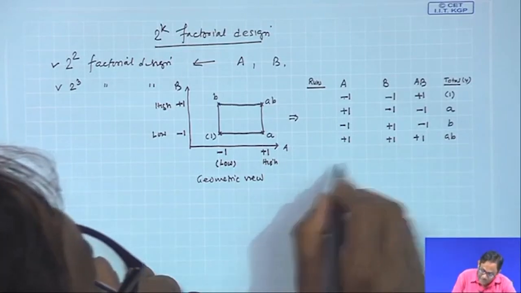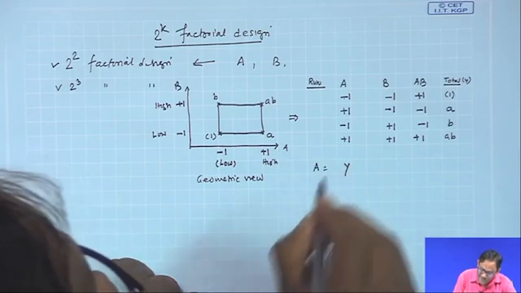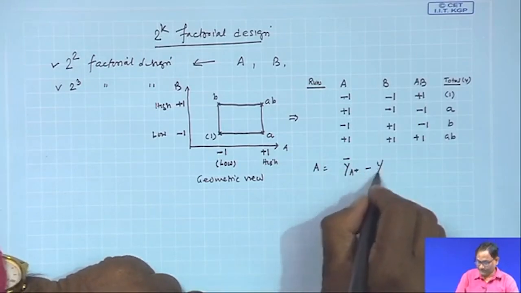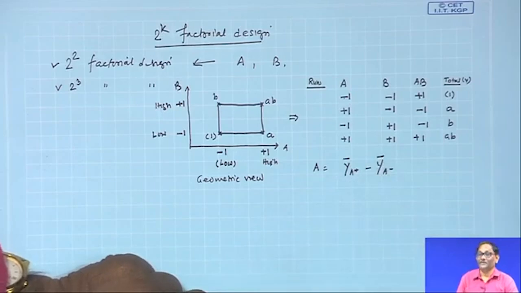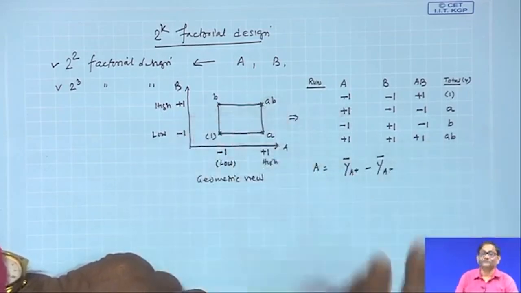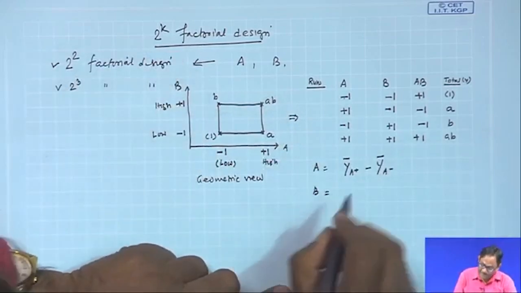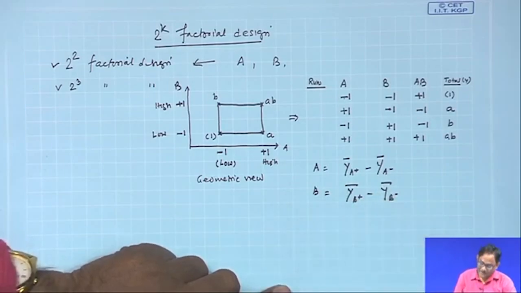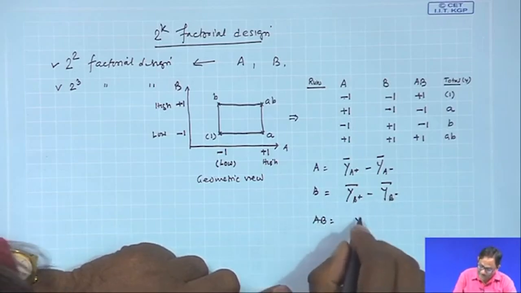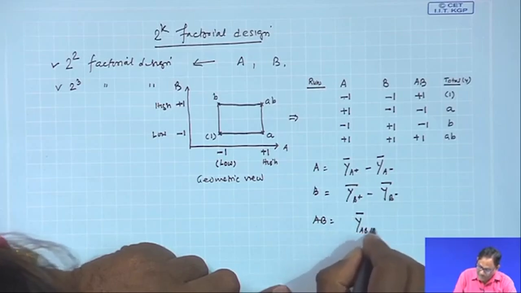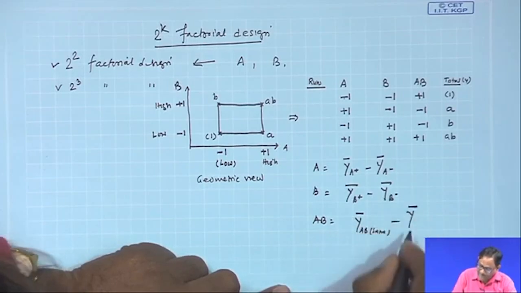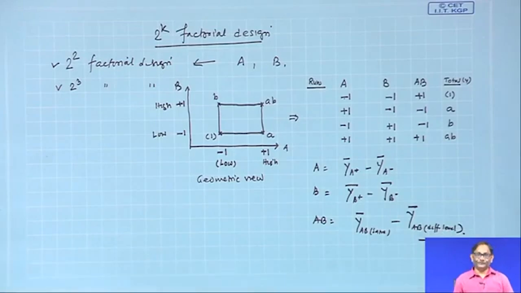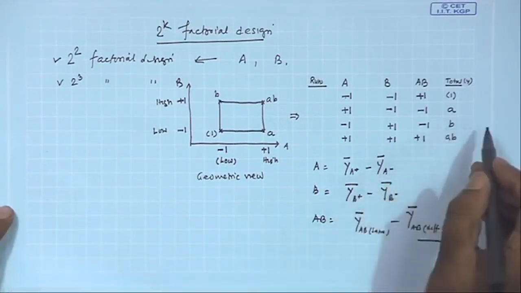And then we have computed the A effect, which we said is y bar when A is plus minus y bar when A is at minus level, irrespective of the position of the B factor. Similarly, the B effect we have computed as y bar B plus minus y bar B minus, and the AB interaction we have computed as the average of y when A and B are at the same level minus y bar of A and B at different levels.